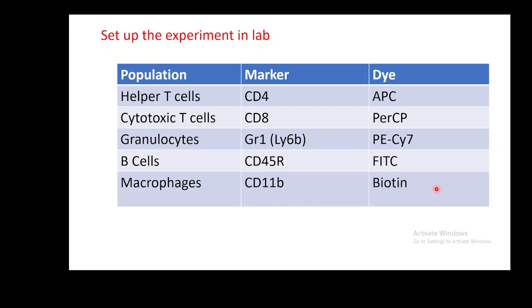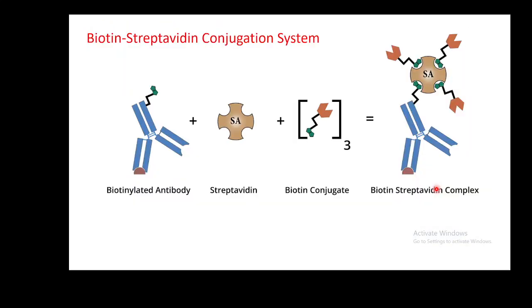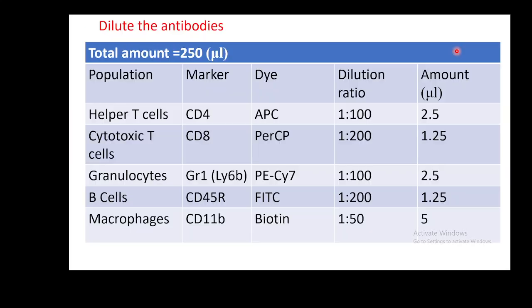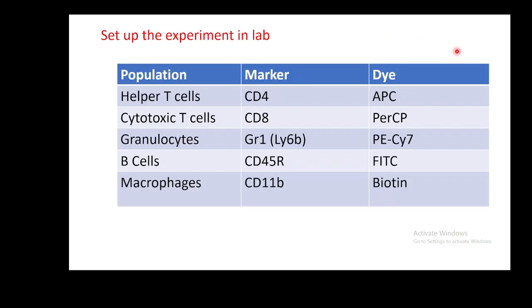Let me make it clear about biotin. So this is your biotin. This is going to bind to the streptavidin. One streptavidin can bind to 4 biotin molecules, and then it can be labeled with the dye. So this is how biotin works. So in case of biotin, you need to have the streptavidin. So these are the 5 cells you want to study. These are the markers and these are the dyes which you are using in your experiment, let's say.